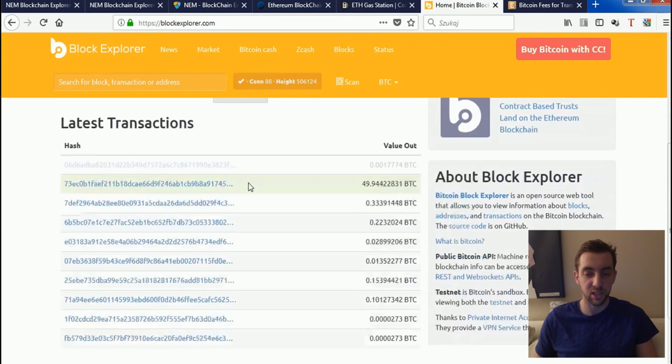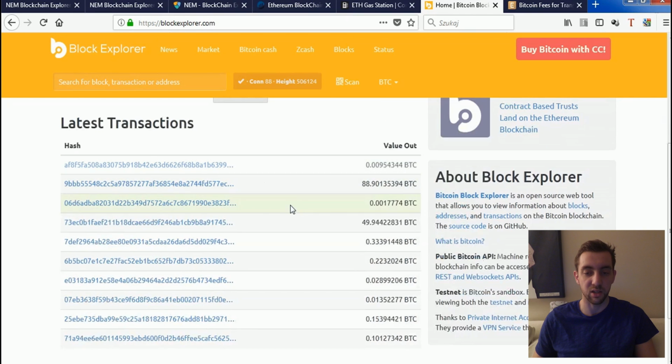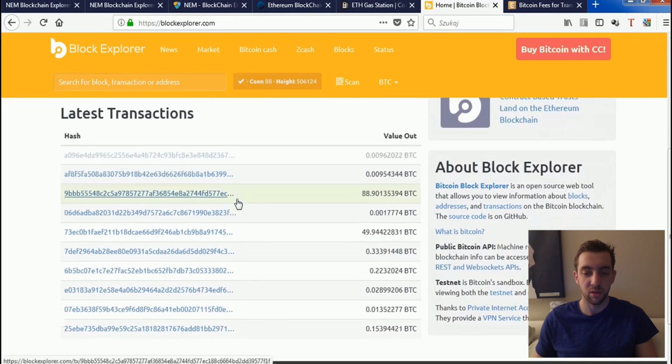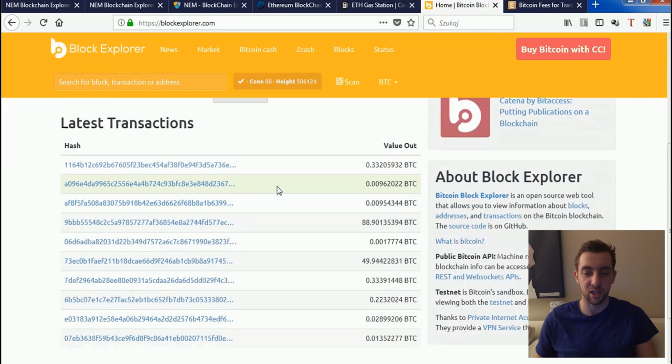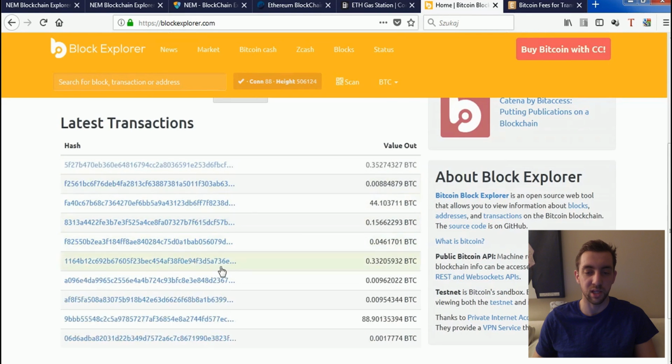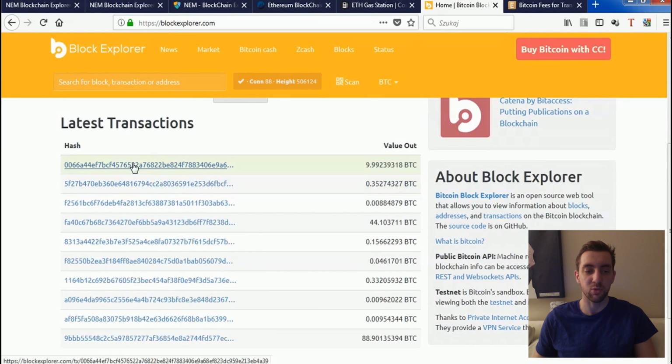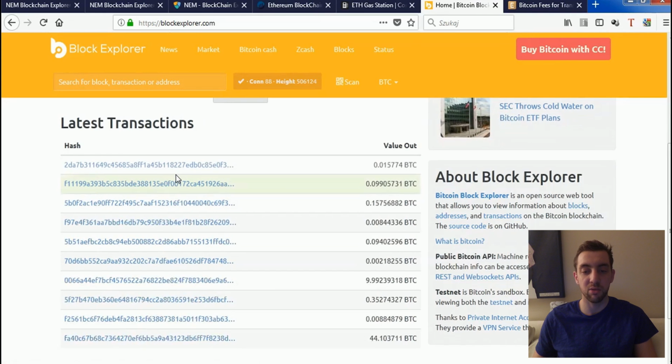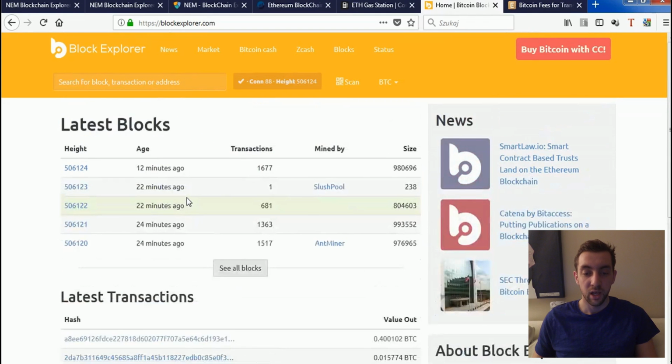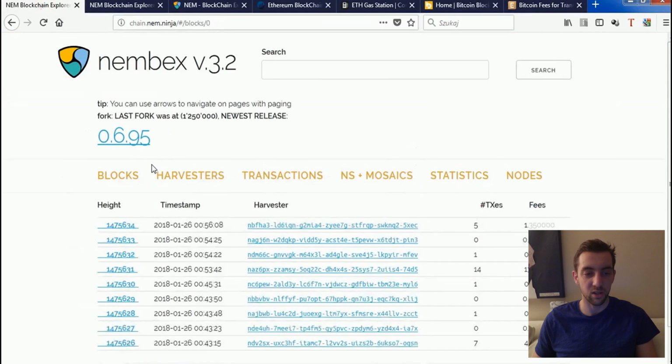And here we can see the latest transactions. They are coming every second, and later on they will all be aggregated into a block, and they will probably be mined. So that's pretty straightforward. And how does it look on NEM?